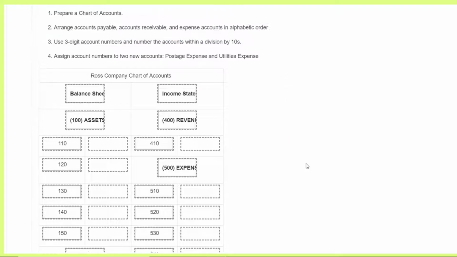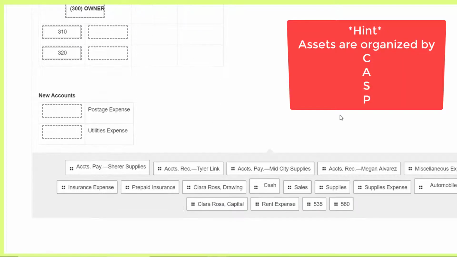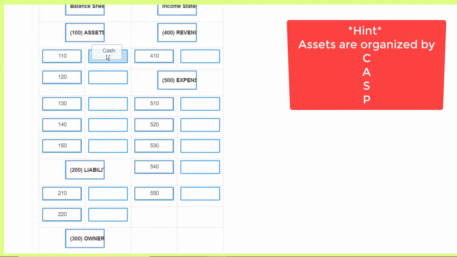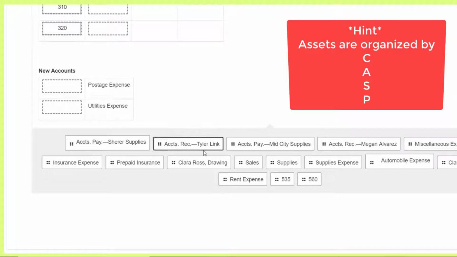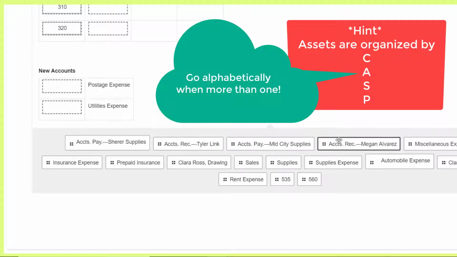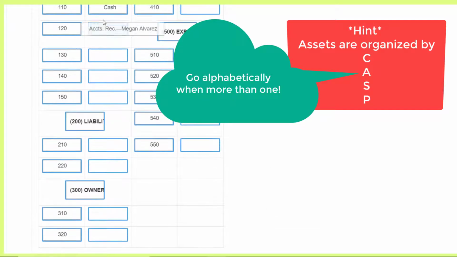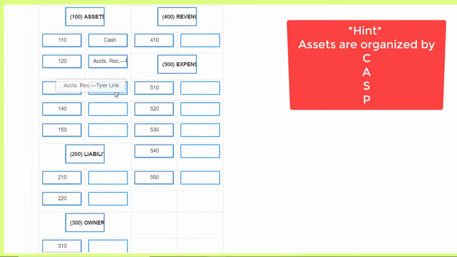And now I'm going to fill in my accounts. So assets, we've been doing this before. This goes in our CASP order. So the first asset is cash, so we'll drop cash in. And then we have accounts receivable. Now there are two accounts receivable. When there is more than one, we just go in alphabetical order. So Megan Alvarez comes before Tyler Link. M comes before T. So accounts receivable, Megan. Accounts receivable, Tyler, and then I'm on to CASP.